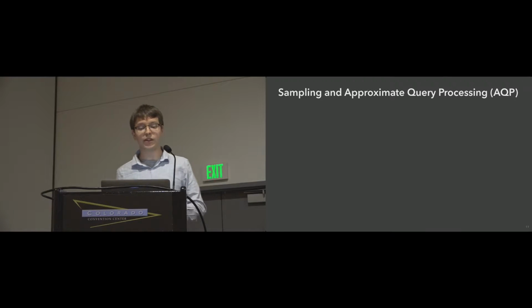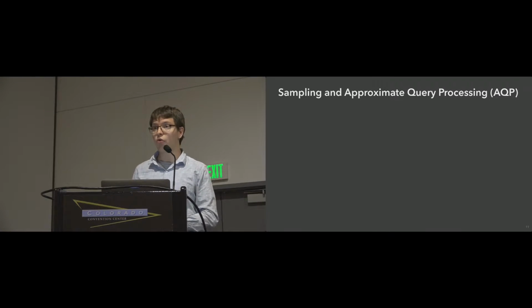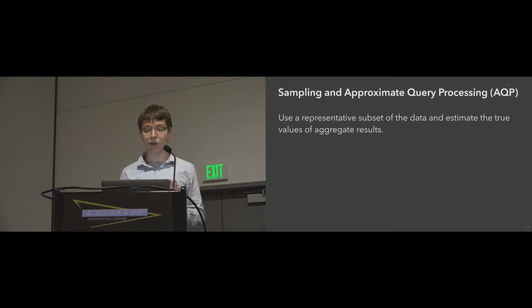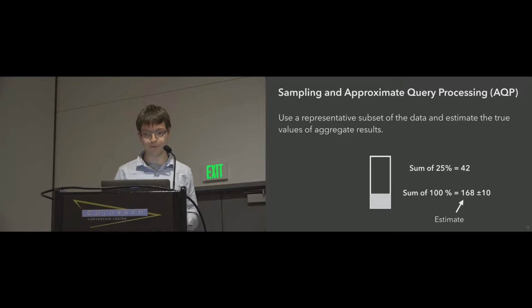The idea is implemented in approximate query processing systems, or AQP for short. Recently, these systems have gained popularity or regained popularity in the database community. They use samples to estimate the true value of an aggregation. To illustrate this approach, let's look at a simple example. To estimate the sum of a data set with only 25% of the data, so a quarter of the data, we can multiply the sum of the subset by 4.